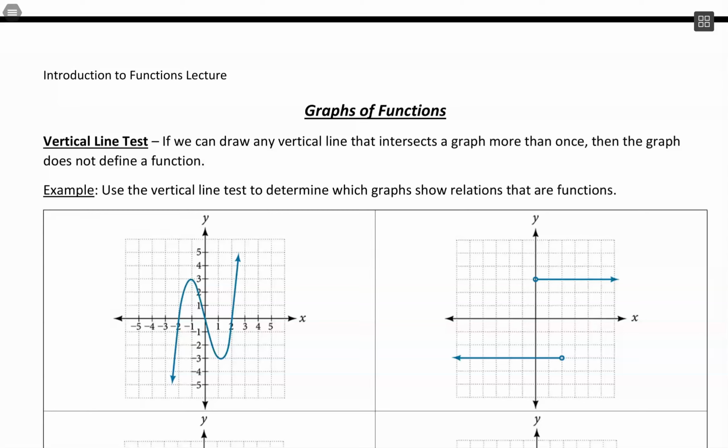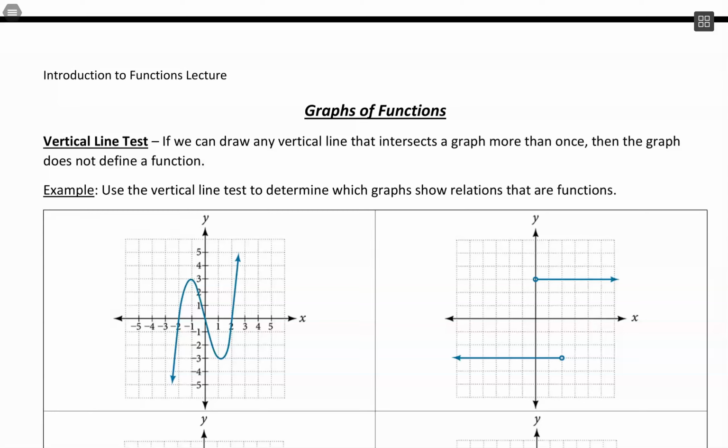So let's look at recognizing functions from graphs, as well as using our function notation with graphs as well. In the first video where we introduced functions, we talked about seeing how a graph is not a function if you can see an x value that has multiple y values.